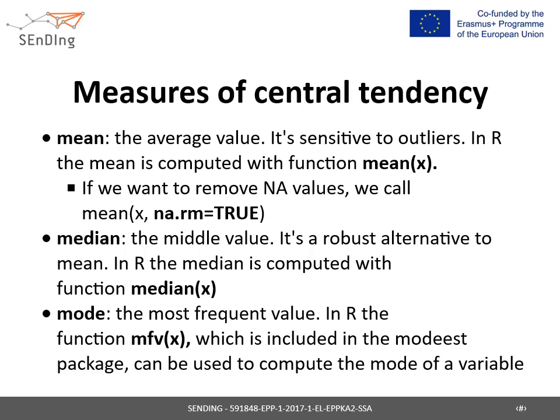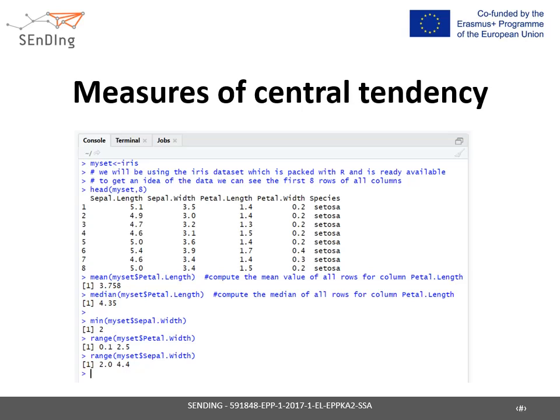Median is the middle value in the data set. It's a robust alternative to mean. In R the median is computed with function median(x) and we can set argument na.rm as well. Mode is the most frequent value. In R the function mfv, which is included in the modeest package, can be used to compute the mode of a data set. In this screenshot below there are some examples of calculating measures of central tendency.